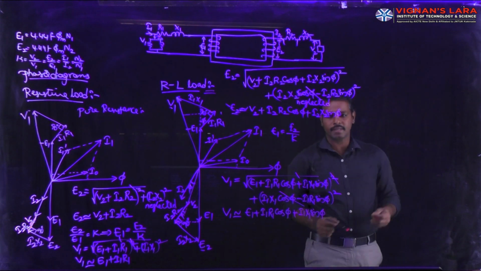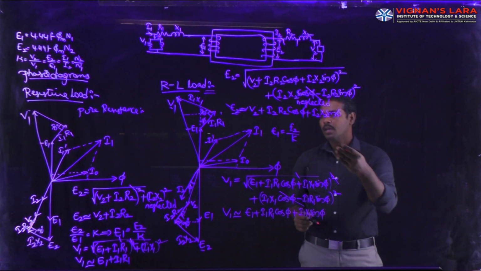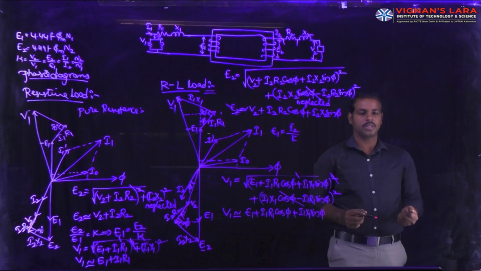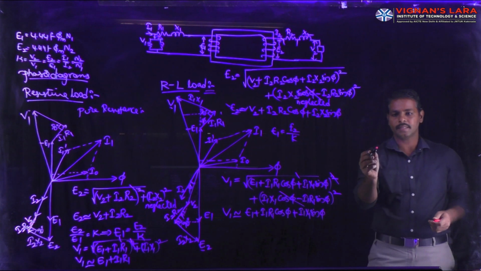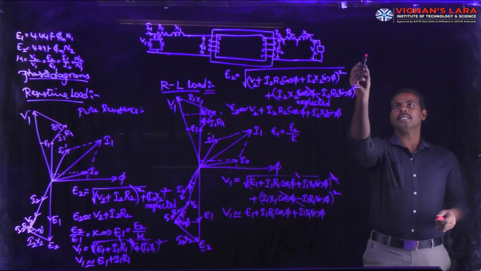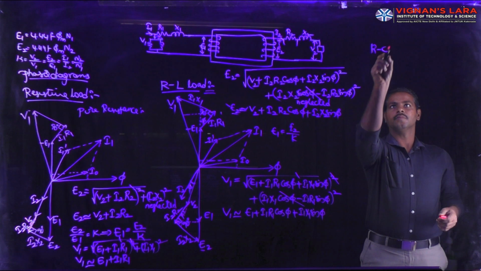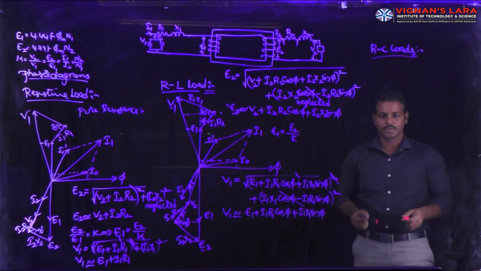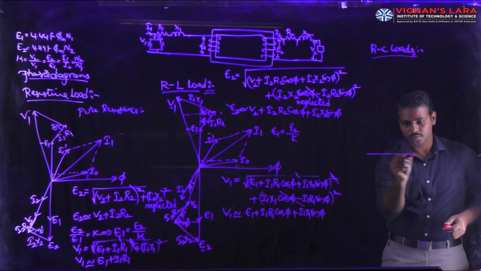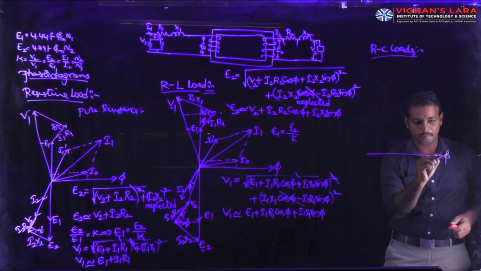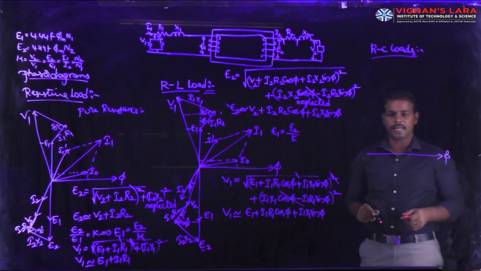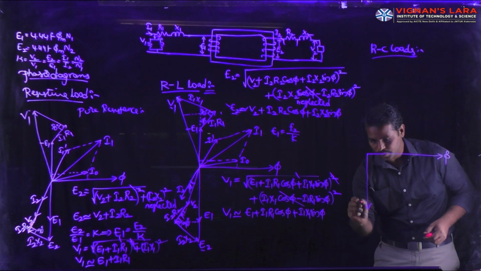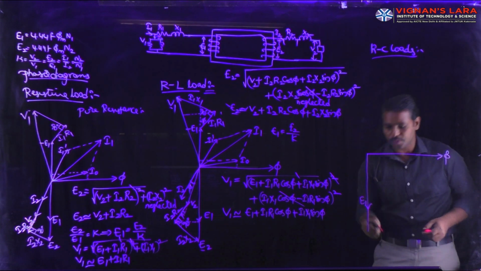So the third one is the RC loads, or capacitive loads. In this case, flux is to be taken as the reference vector, so the voltage is equal to E1, which is also equal to E2.